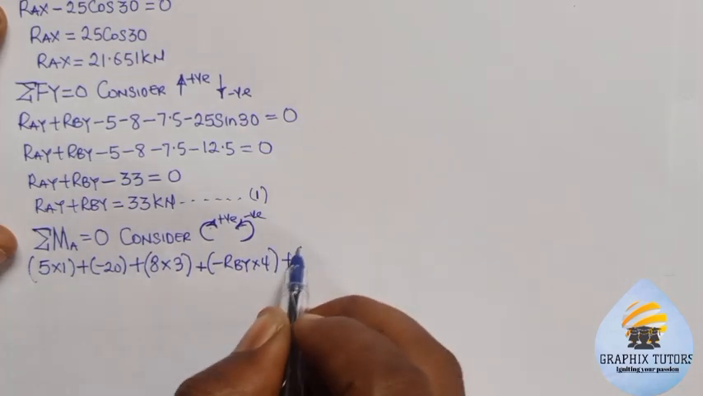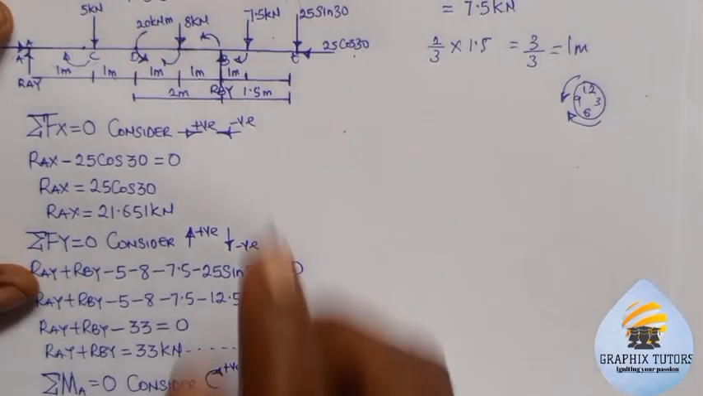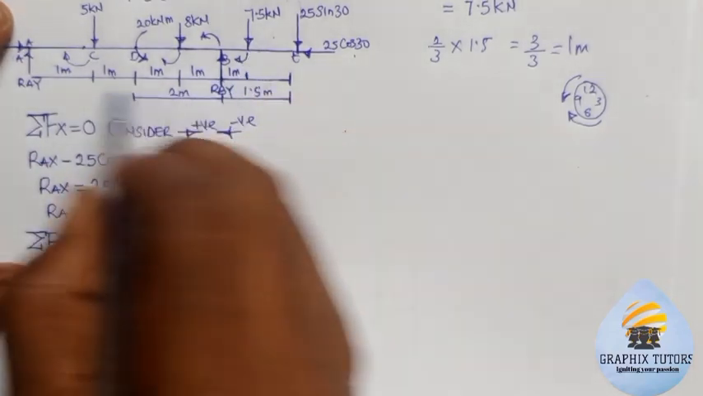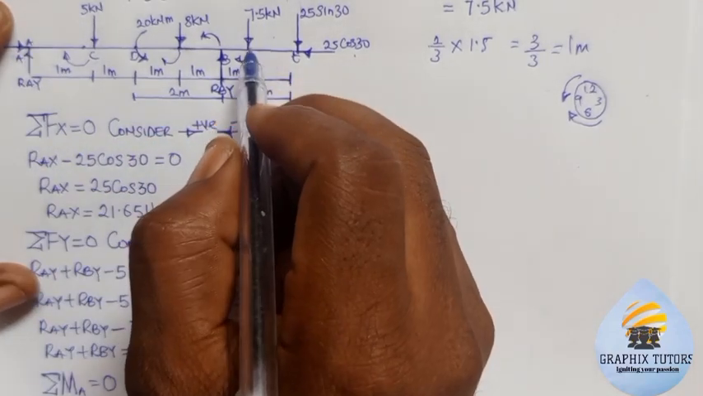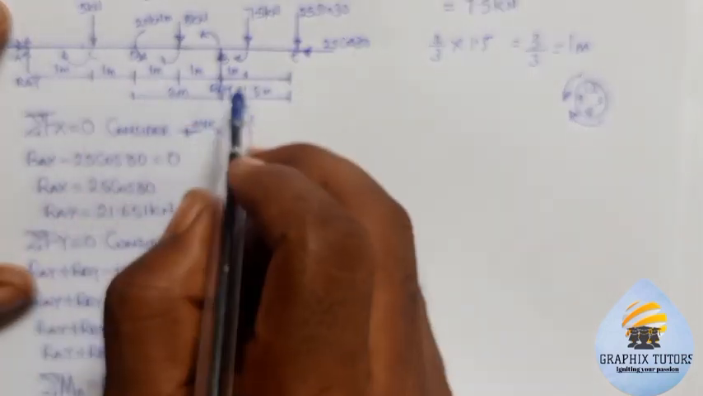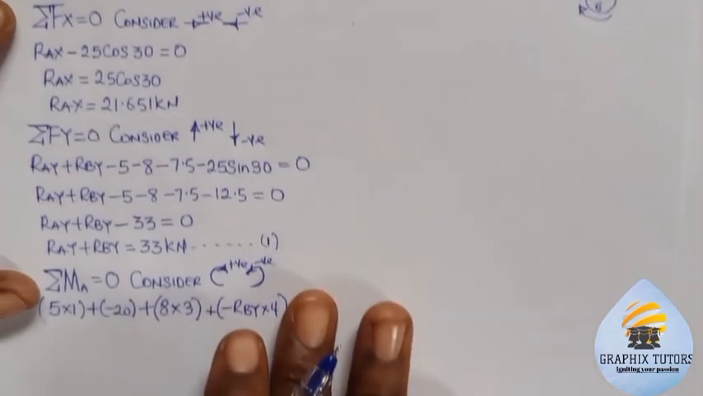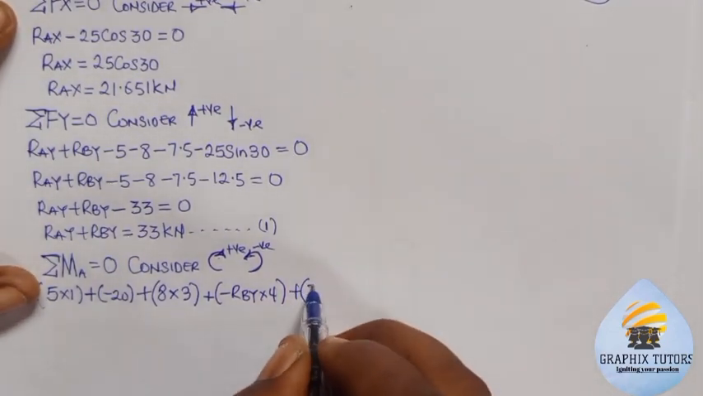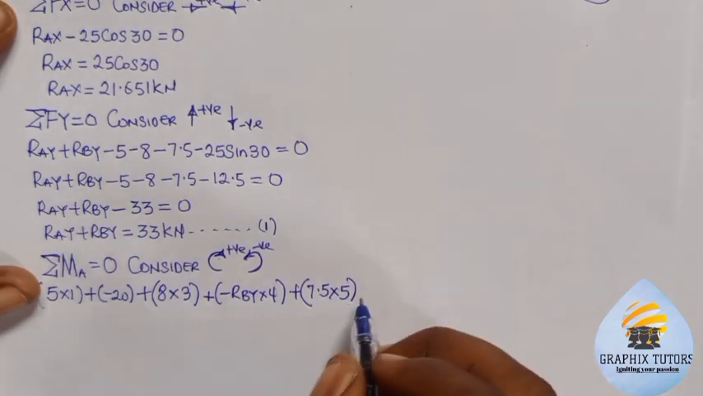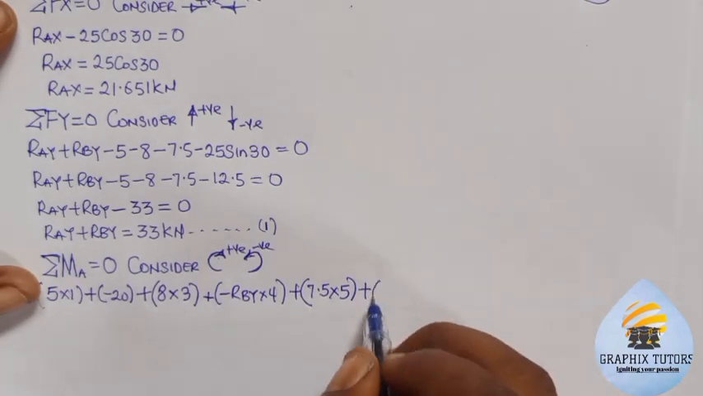Then plus the next one, which is 7.5, is going in this direction too. Everything you are doing will be going towards A. And that will be 7.5, this is clockwise, times 1, 2, 3, 4, 5. The distance from that point to the point A is 5. So 7.5 times 5. Then the next one will be plus into brackets.